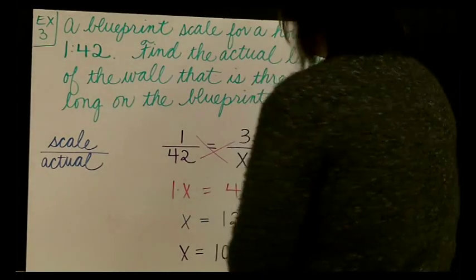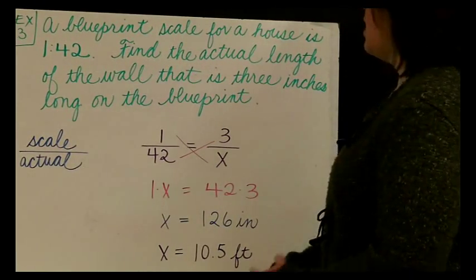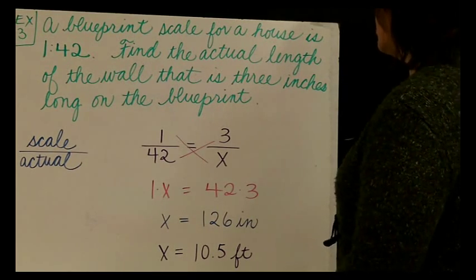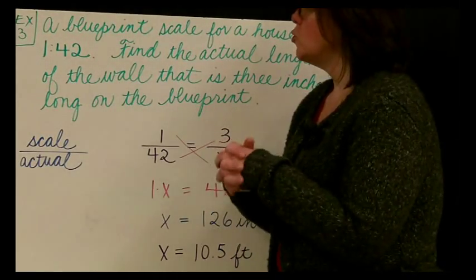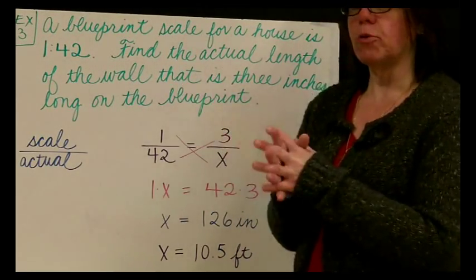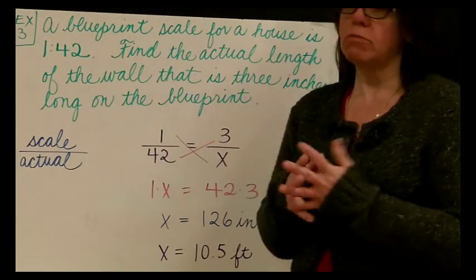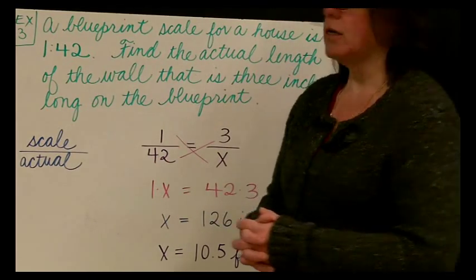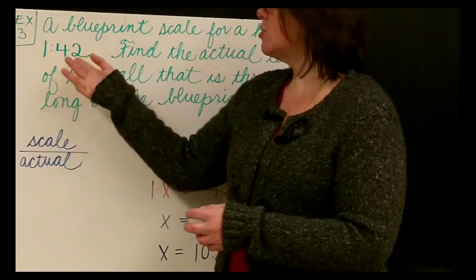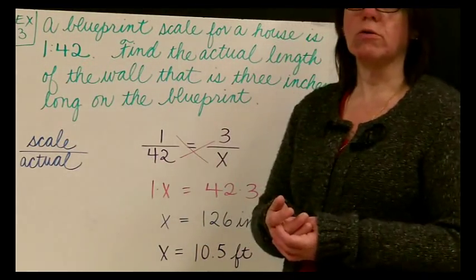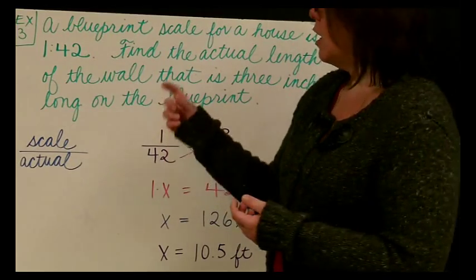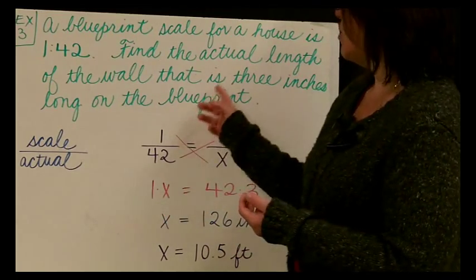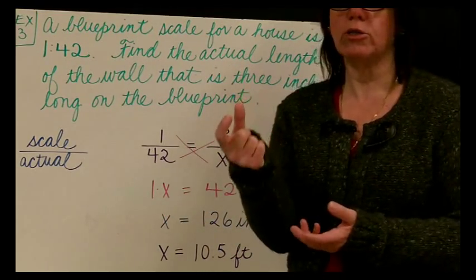Here's our final example for the day. A blueprint scale of a house is 1 to 42. Find the actual length of the wall that is 3 inches long on the blueprint. So just to further explain what we're looking for. A blueprint, if you don't know, is a drawing of the plan of a house. And so what they're saying is the scale that's being used is 1 to 42. And we have to use this ratio to help figure out how big the actual wall is that has to be built, or that has been built of the house, if on the blueprint it is 3 inches long in the drawing.